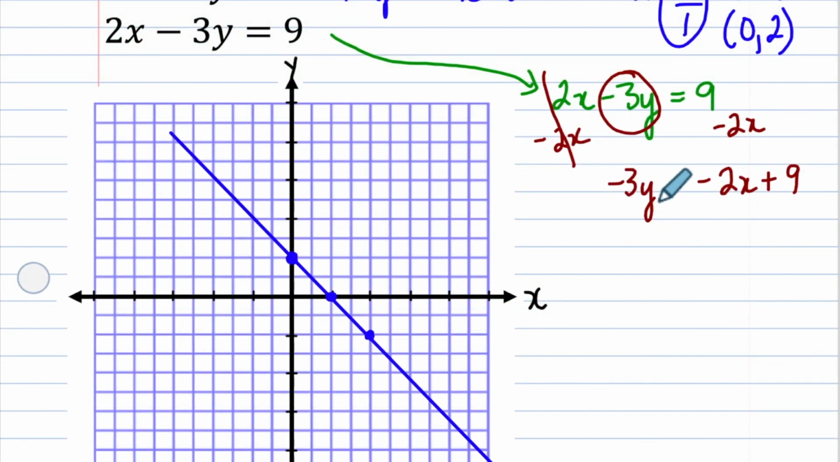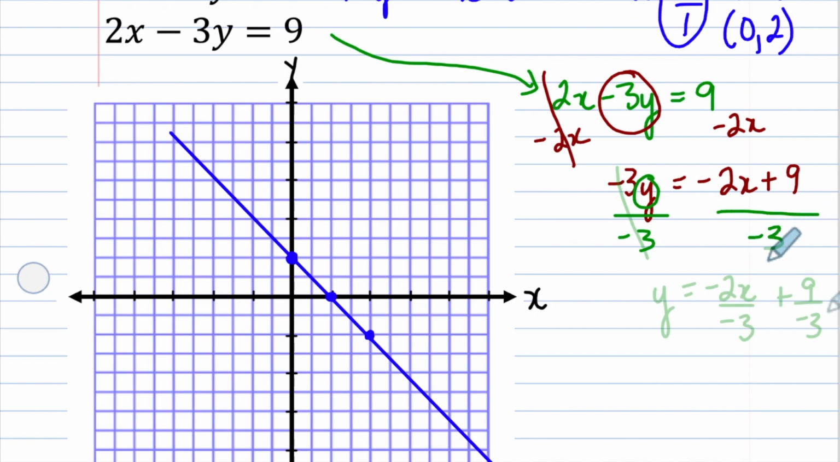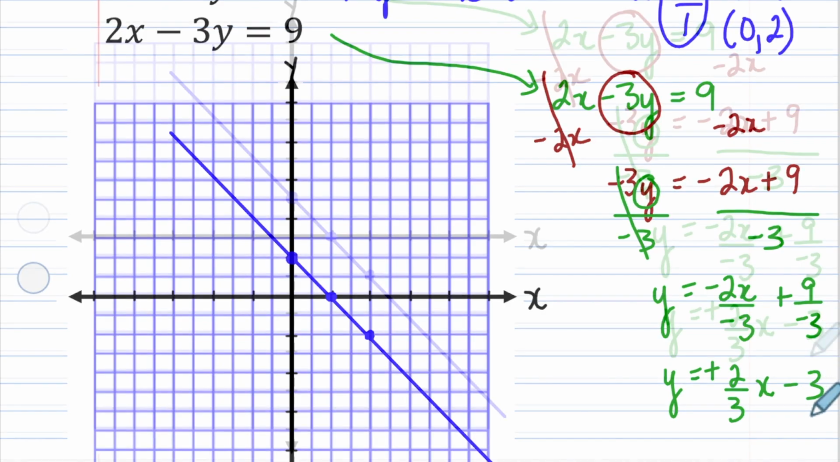Now what we'll do is isolate the y by dividing by -3. What we do to one side, we must do to the other. Students often skip this step, but I'll show it here. Negative divided by negative makes a positive 2/3 times x, and positive divided by negative makes the -3.